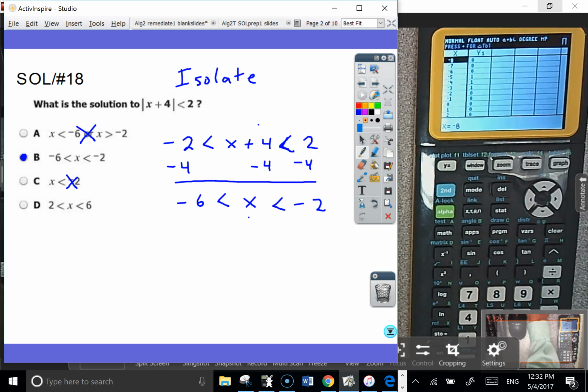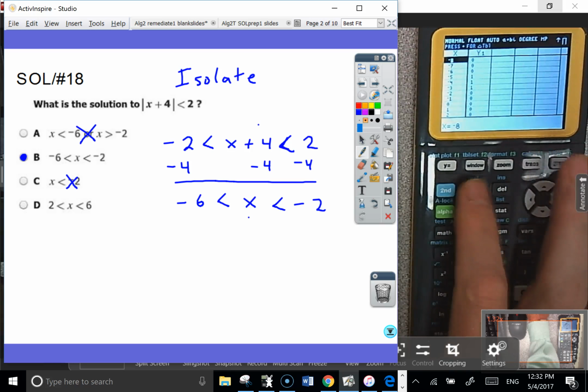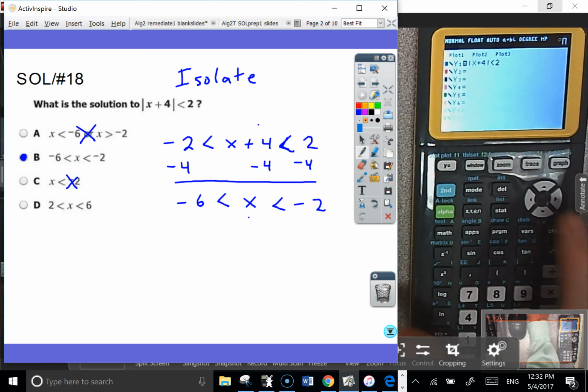Yeah, because it's not "or equal," right? So it actually does not include -6 and -2. It looks on the graph like it goes all the way up to there, but it actually doesn't include those 2 points. Just notice if I went back to y equals, and I turned that less than into a less than or equal to, and that would be number 6, right?